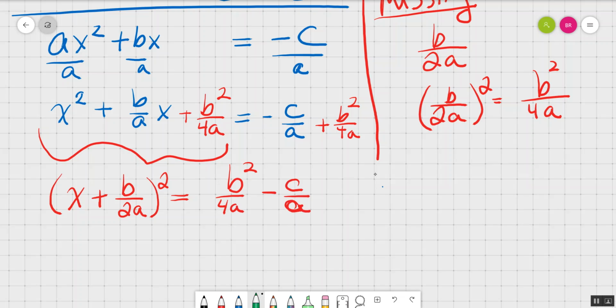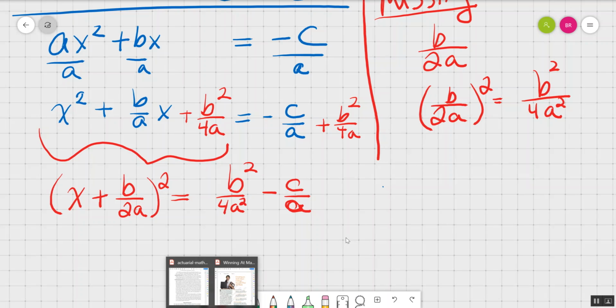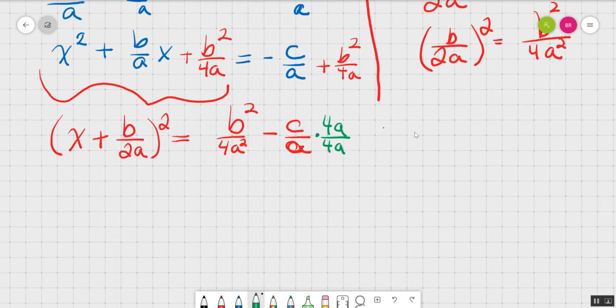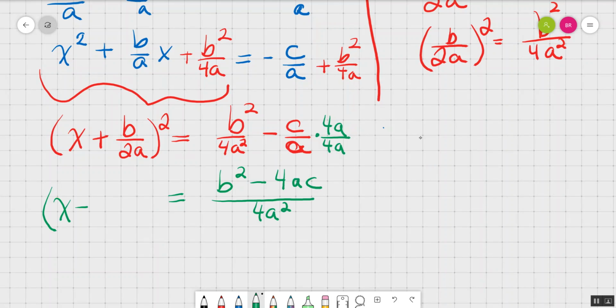Because the next thing I need is a common denominator. So this has a 4a squared. Come on. Why does it do that every time I go near the pen? So to get c to have the correct denominator, I need a 4a over a 4a. So this ends up being b squared minus 4ac, all over 4a squared, equals the perfect square x plus b over 2a squared.